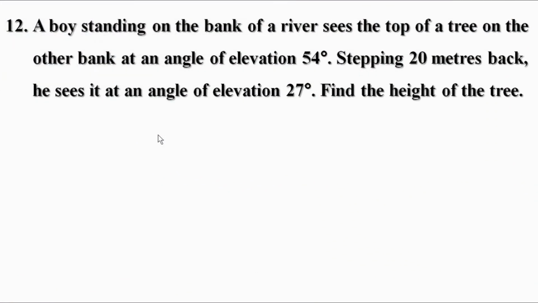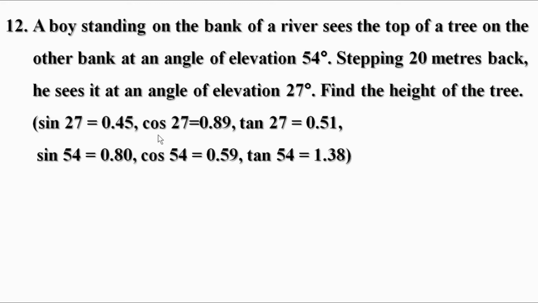12th question. A boy standing on the bank of a river sees the top of a tree on the other bank at an angle of elevation 54 degree. Stepping 20 meters back, he sees it at an angle of elevation 27 degree. Find the height of the tree.